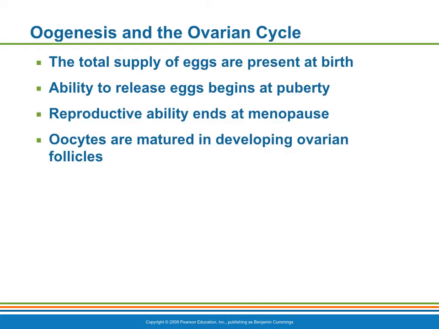Now we get to go on to oogenesis and the ovary cycle. The total supply of eggs is present at birth. Remember I told you that they produce all their eggs inside the womb as they're growing, and then they're able to release those eggs at puberty time. Reproductive ability ends when menopause occurs, and at that point there are no eggs being released.